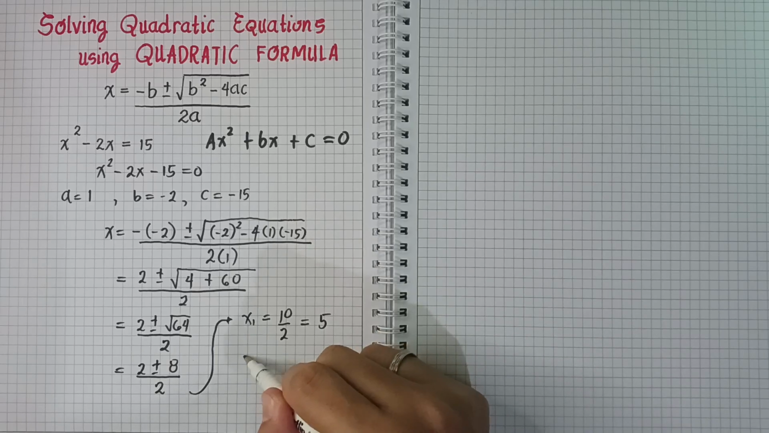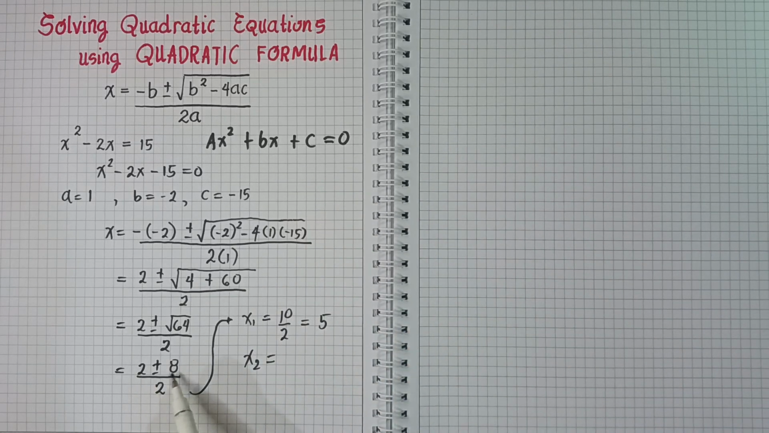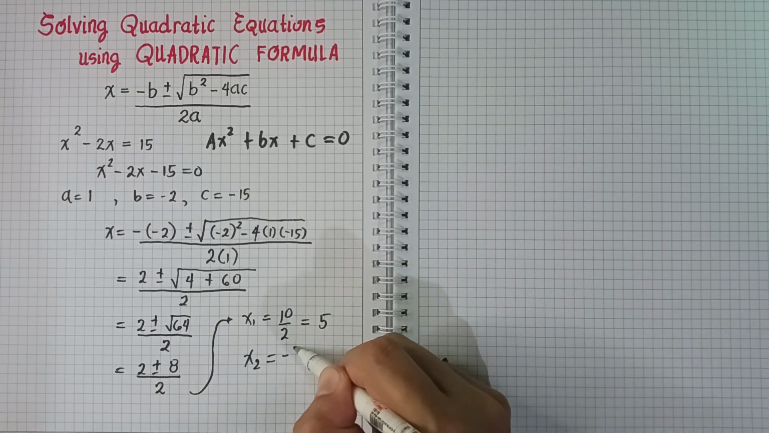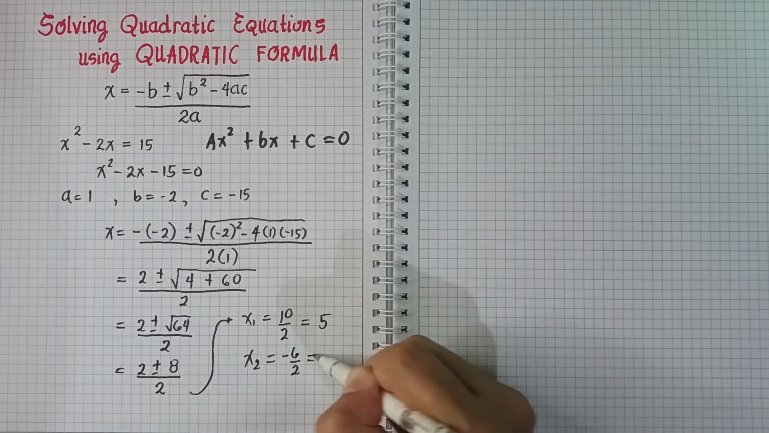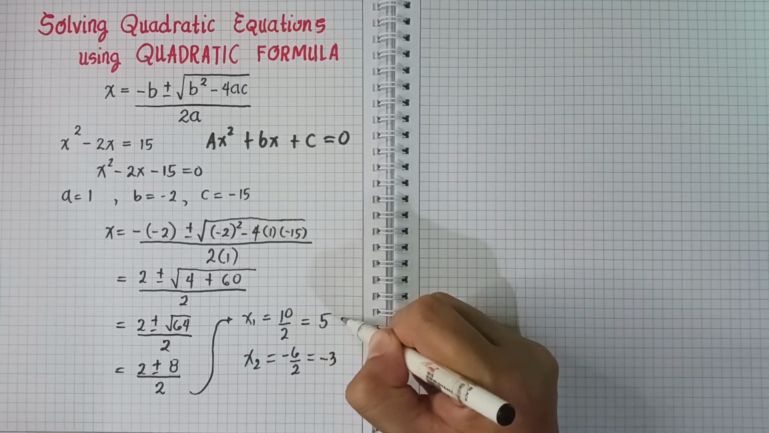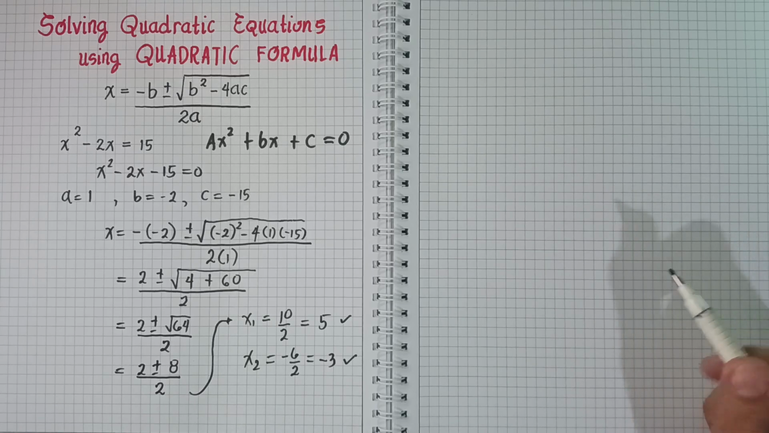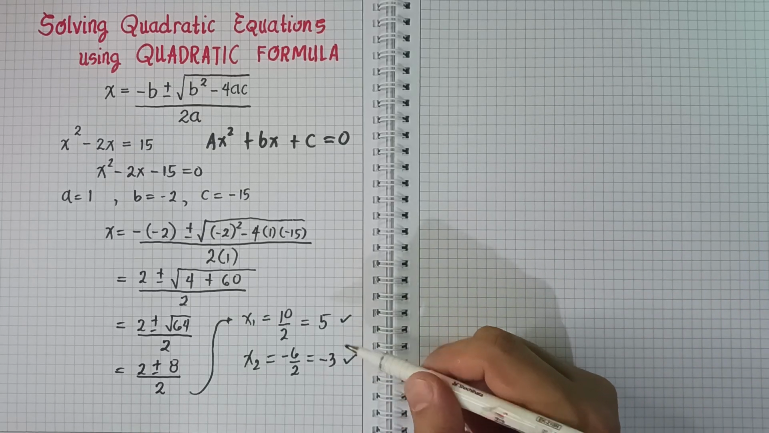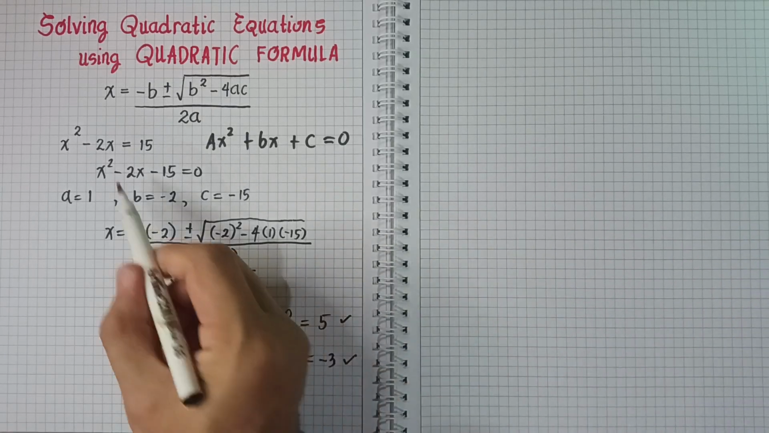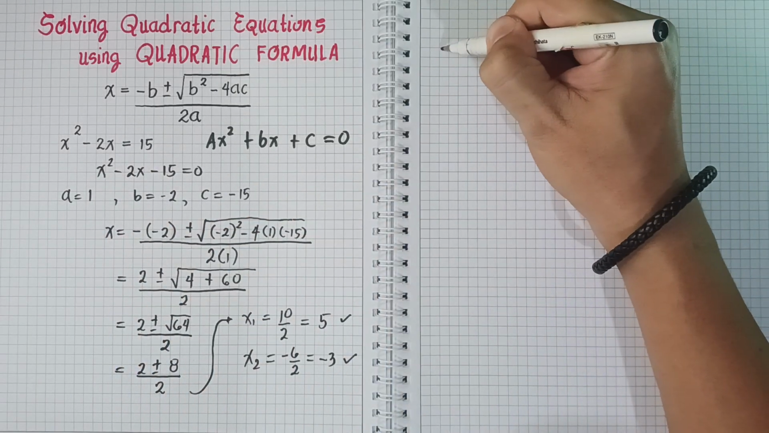And then x sub 2, we have 2 minus 8, that is equal to negative 6, right? So negative 6 divided by 2. So the quotient is negative 3. Okay? So 5 and negative 3. And if we wish to check whether our answer is correct, we need to substitute both in the original equation. Okay? So this is your checking.